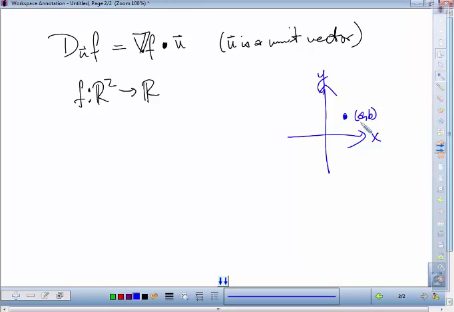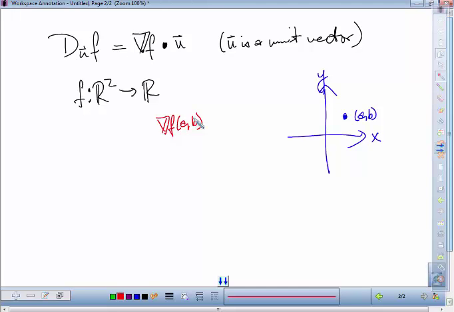So if you're fixed at a point (a, b), what can you say about the gradient at (a, b)? What can you say about that? Just the first part of that. It's a vector.